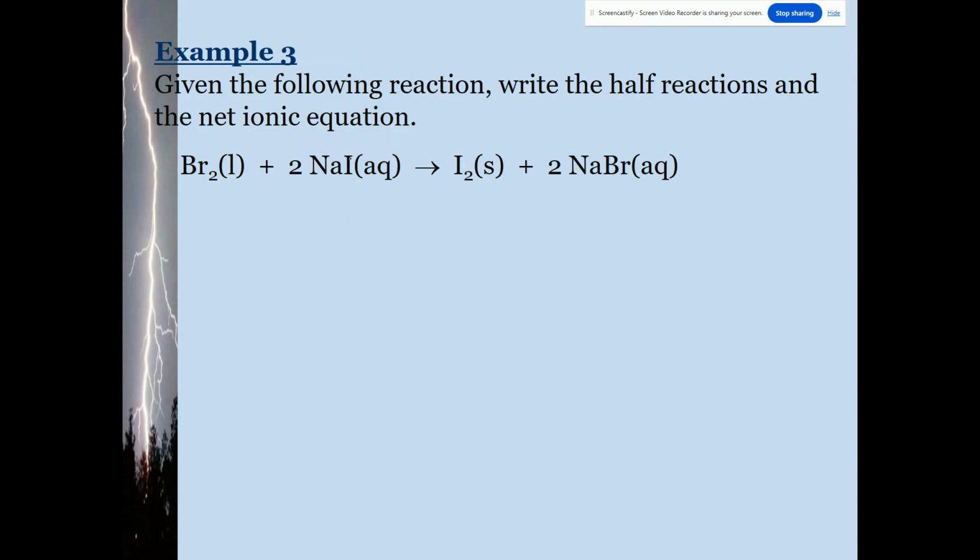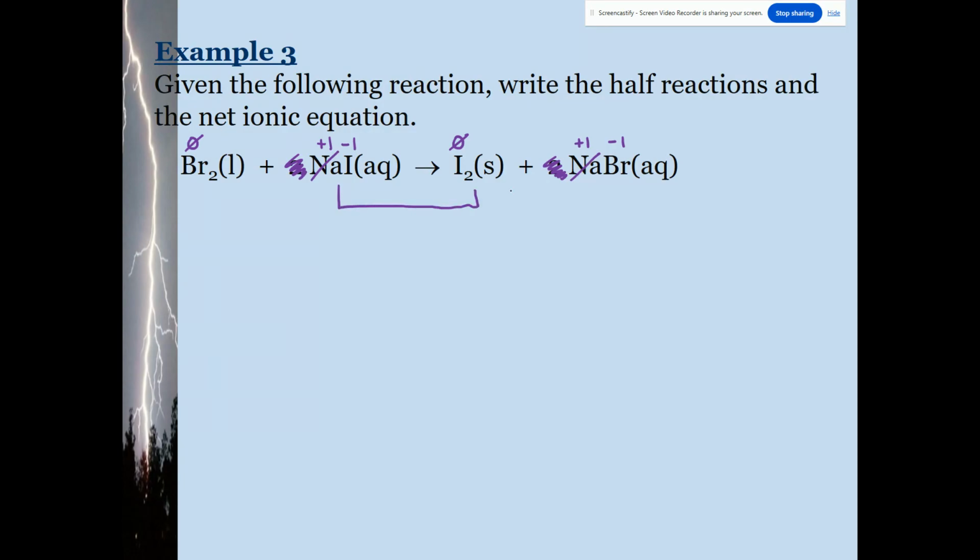Now again, we still start with oxidation number. Bromine, even though it's diatomic, is still in its atom form when it's by itself. It's only an ion when it's part of an ionic compound. My iodine by itself is 0, and my sodium bromide is now ions because, again, they are in an ionic compound. Now, my sodium is my spectator ion.